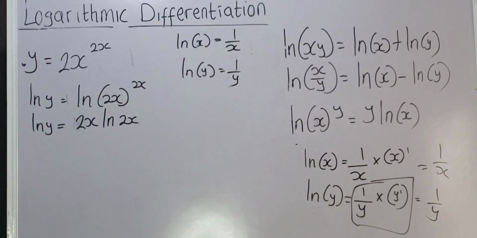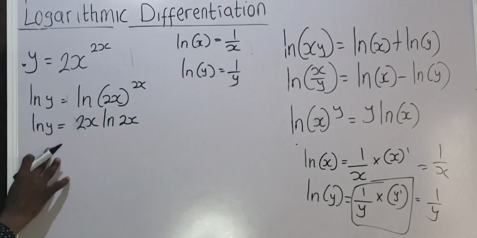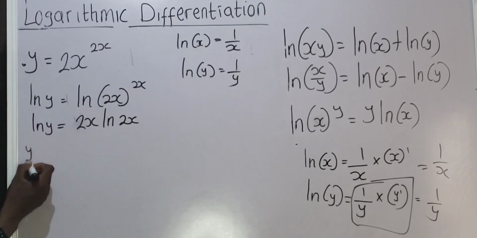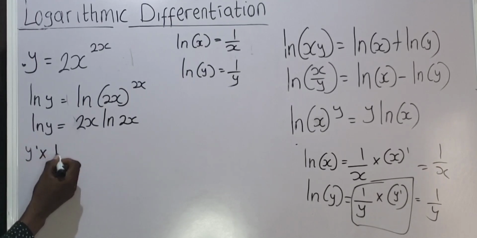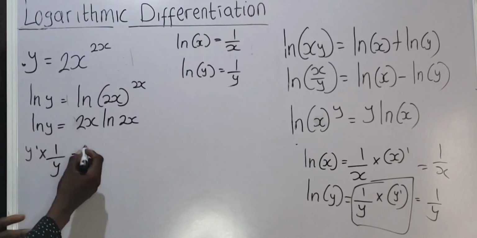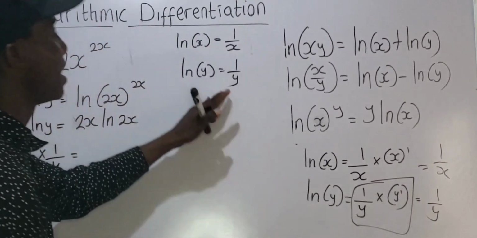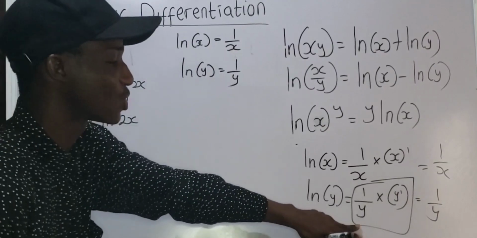Now, we have gotten to this point. The next step is that we are going to take the derivative of both sides. Do you understand? We are going to take the derivative of both sides. Now, take the derivative of ln y. The derivative of ln y is what? Derivative of y multiplied by the inverse of y. Do you understand? So, for this, as you can see, as I expressed it here, I didn't show this step in this place.